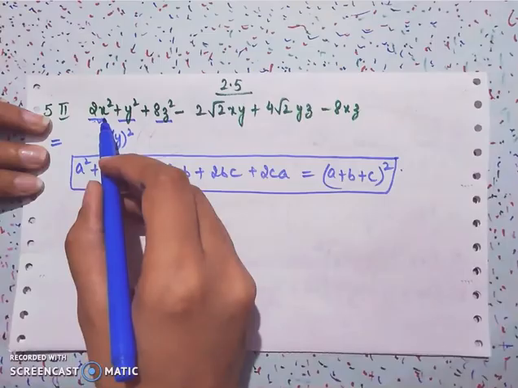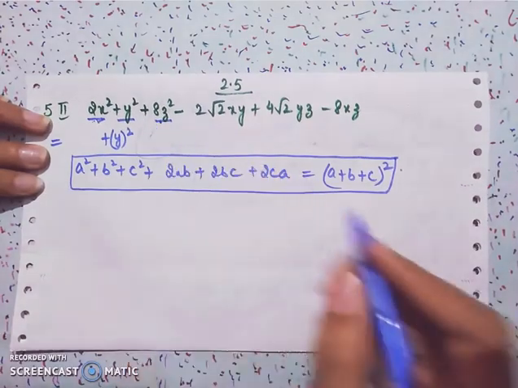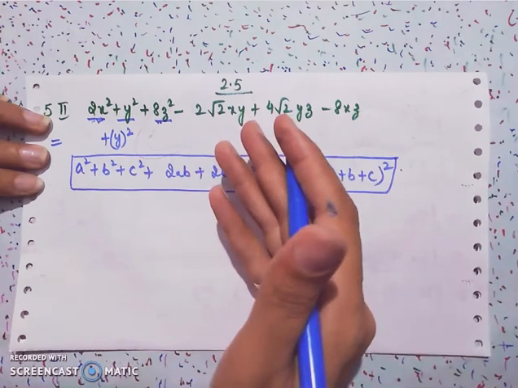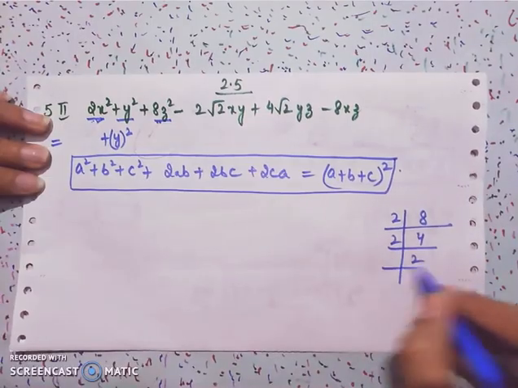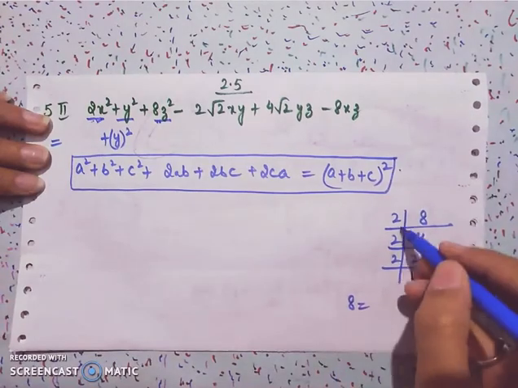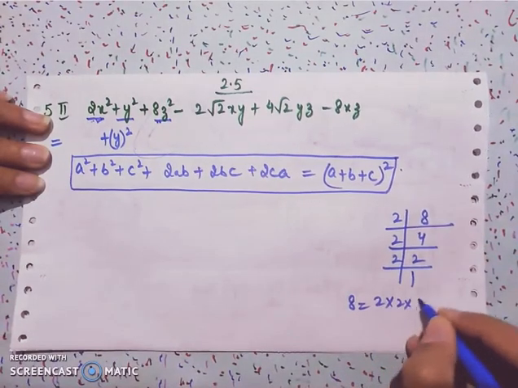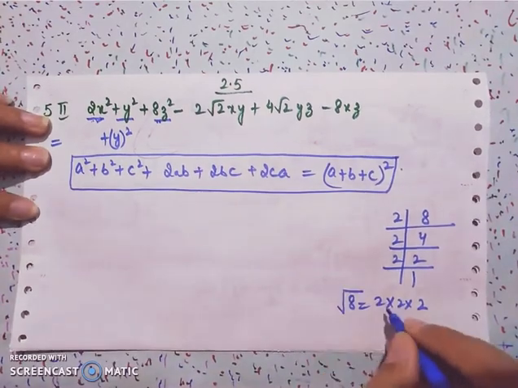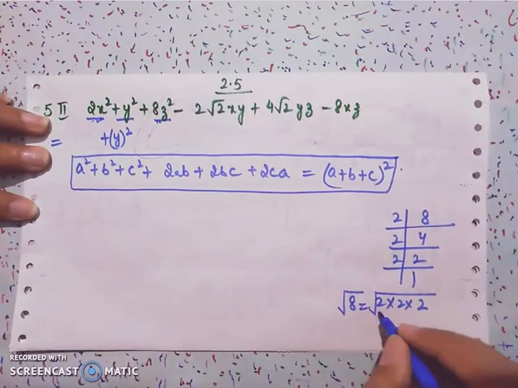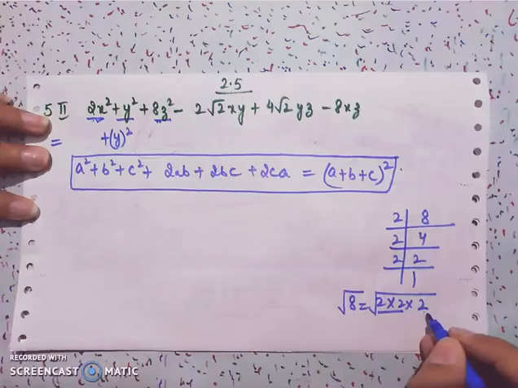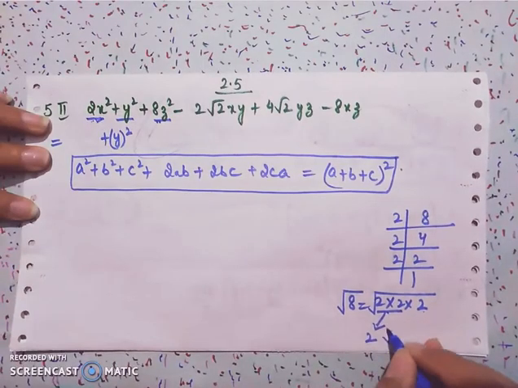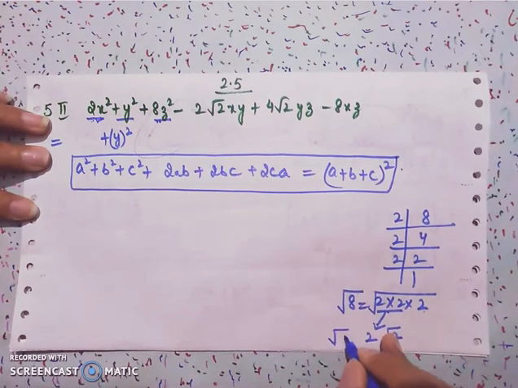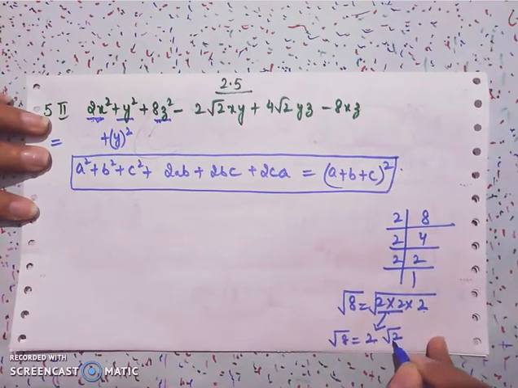Before solving this problem, I will go to this term. See, 8z square: how to write 8 in terms of a perfect square? For that I will take the LCM of 8. Everyone knows how to take LCM. Now 8 can be written as 2 into 2 into 2. Take the square root on both sides and make pairs. Its pair is not complete, so leave it. Out of this pair, one number goes outside. 2 outside, what is left inside? 2 only. That means the square root of 8 is equal to 2 root 2.